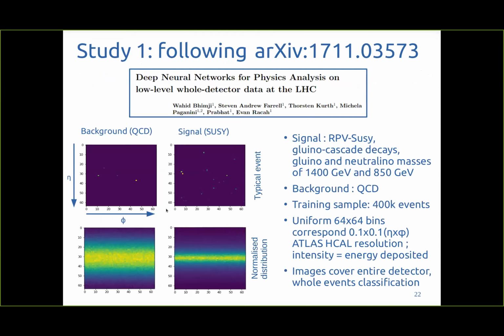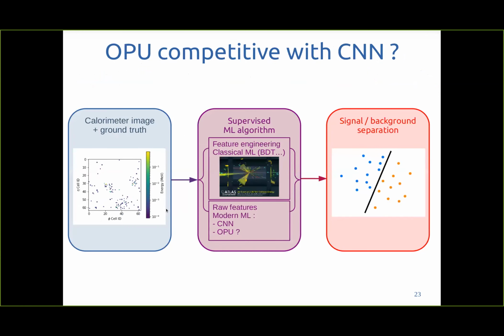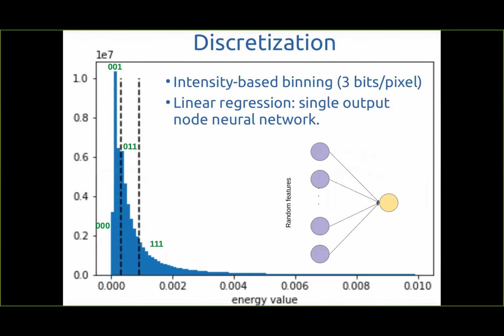And as I said in the article, they really use raw features, so they use a CNN, and we'll try to use the OPU to achieve the best possible signal background separation. The usual step that we use is a discretization. What we did was to map each of the pixels from the calorimeter to 3 bits on the OPU.